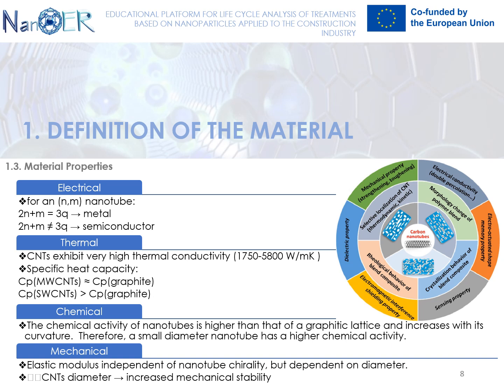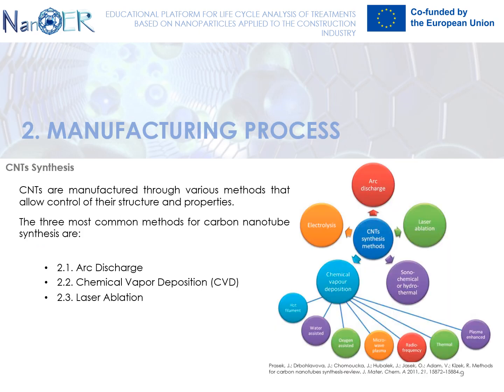The specific heat of multi-walled CNTs is close to graphite's, but for single-wall carbon nanotubes it is higher than graphite's. The chemical activity of nanotubes is higher than that of a graphitic lattice and increases with its curvature. Therefore, a small diameter nanotube has a higher chemical activity. The elastic modulus is independent of nanotube chirality, but dependent on its diameter. Smaller diameter means increased mechanical stability.